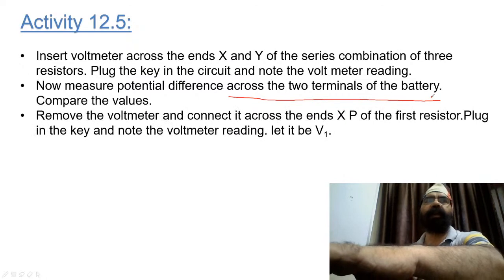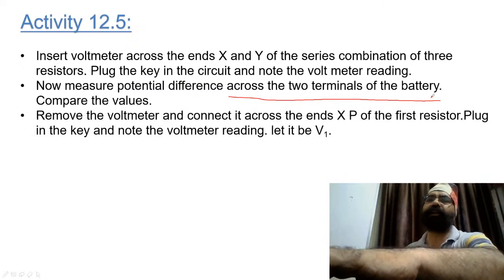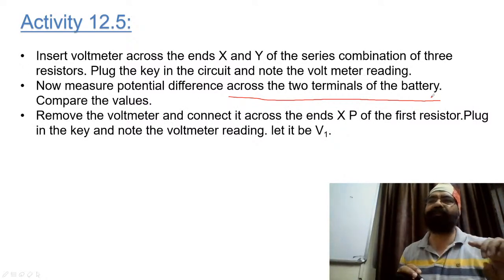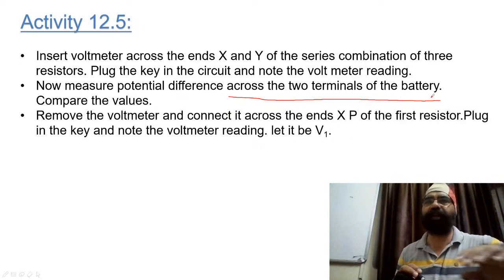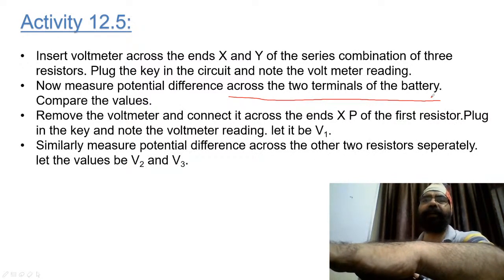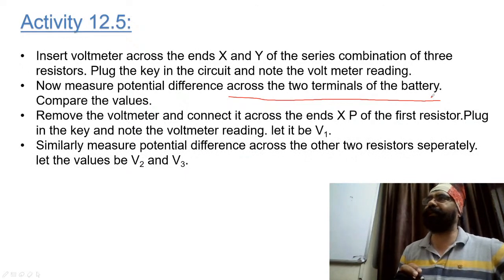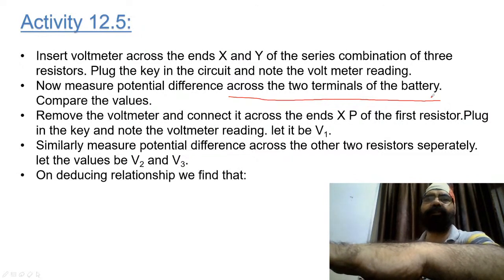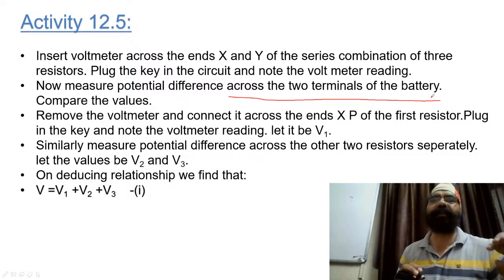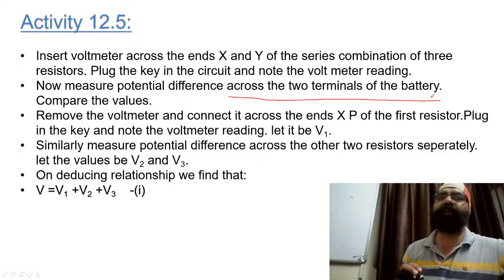Now we remove the voltmeter and connect it across the ends of the first resistor. We get the first reading, V1. We repeat similarly. We are doing it mathematically. Now we measure the potential difference across the other 2 resistors separately, and we say that the values are V2 and V3. Got it? So on deducing the relationship, we find that V is equal to V1 plus V2 plus V3.